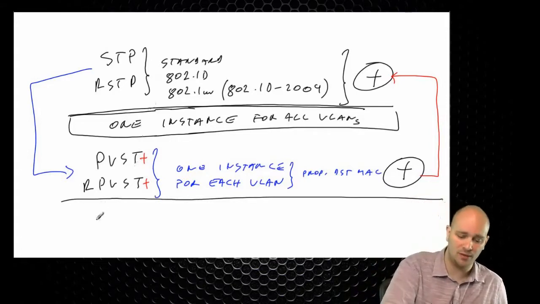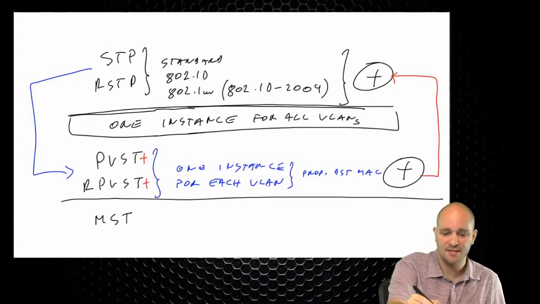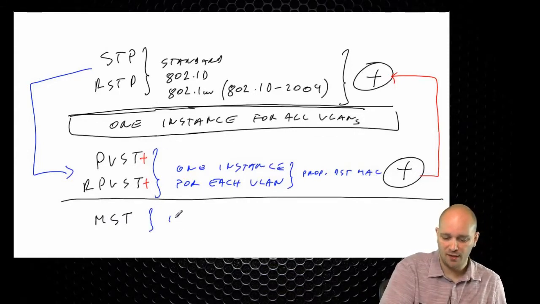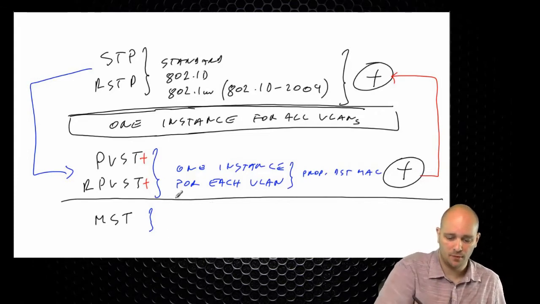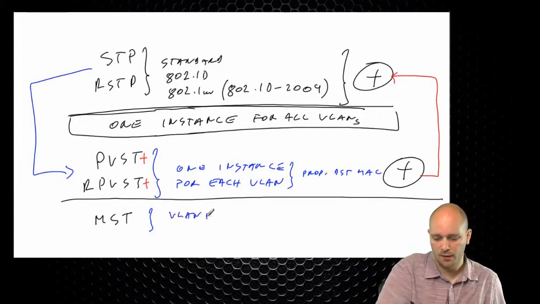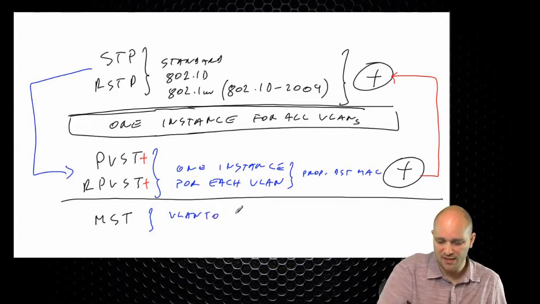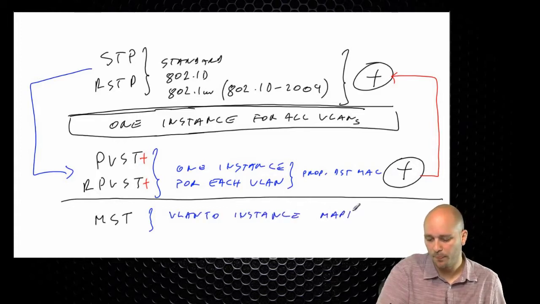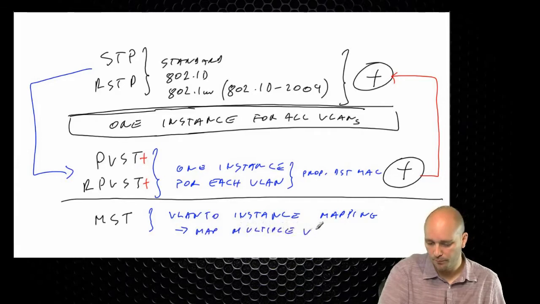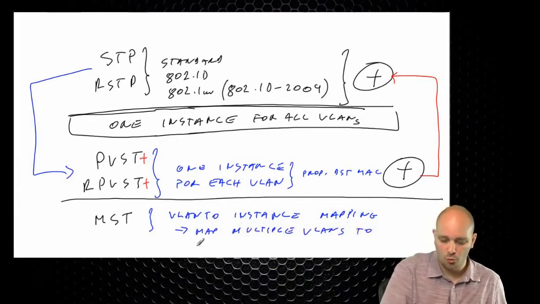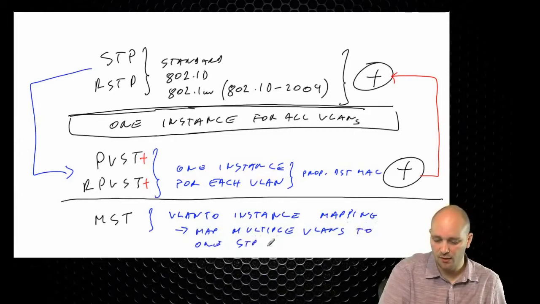So with MST, we have VLAN to instance mapping, which basically tells us that we can map multiple VLANs to one spanning tree instance.